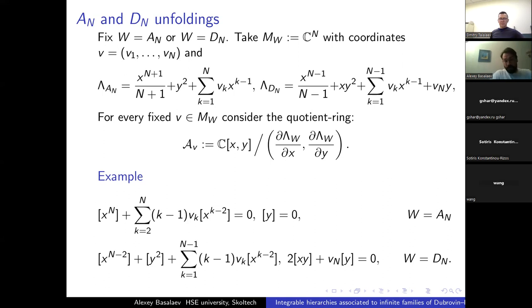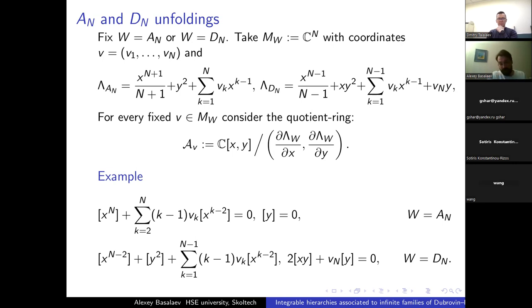For example, in order to understand why what I write is true, in order to understand why x to the power n plus this sum is equal to zero, you need to do a simple thing. You need to consider this lambda A_n and take the derivative with respect to x. Then this will be zero in this quotient ring. But this zero in the quotient ring depends on v. Okay? Yeah, that's clear now.